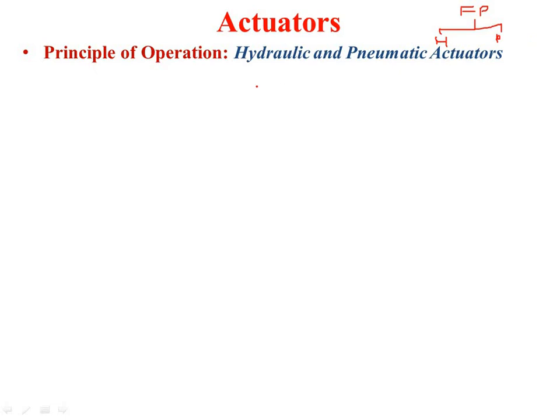The hydraulic actuator uses oil as a material, and in the pneumatic actuator, instead of oil, gas, or most of the time air, is utilized. So the pneumatic actuators generally use gas or air, and hydraulic actuators generally use oil. So that's why we can easily find it out. Hydro means water or liquid, and pneumatic means air.